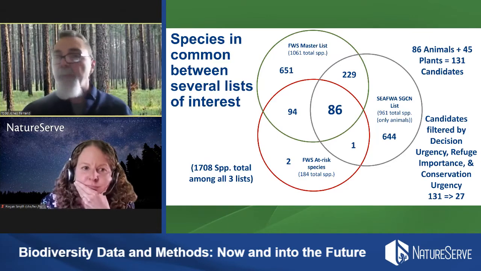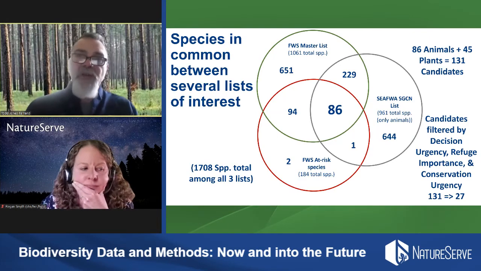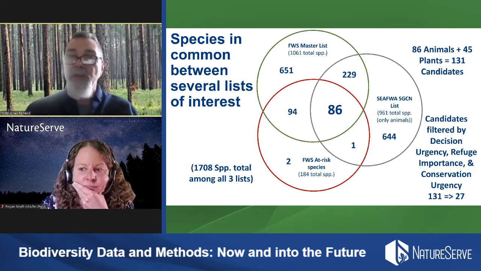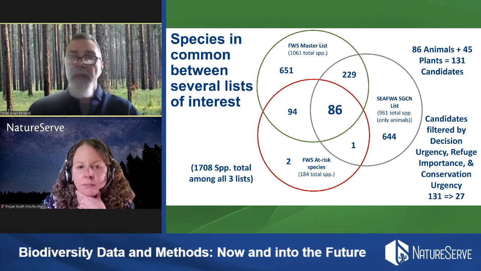So like any project, you've got different groups. They're going to have different lists of priority species. So that's where we had to start. We started off with nearly 2,000 species, cut it down to about 131 candidate species. And then we started filtering those by how soon do we have to make a decision? How important of a role do refuges play in that? And what's the conservation urgency? Looking at things like Bruce was talking about, the ecosystem imperilment and other factors like that. So we got ourselves down to 27 species that we're currently working on.